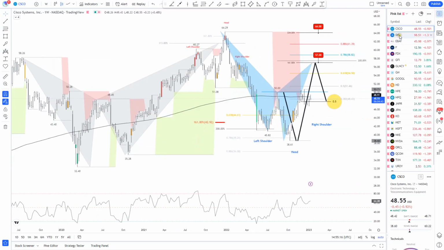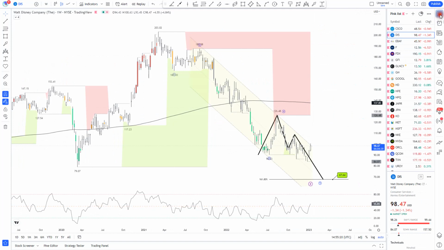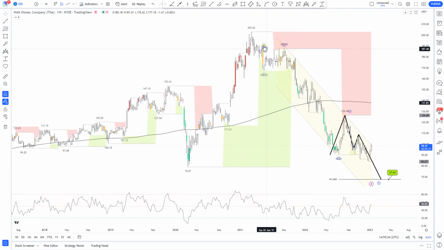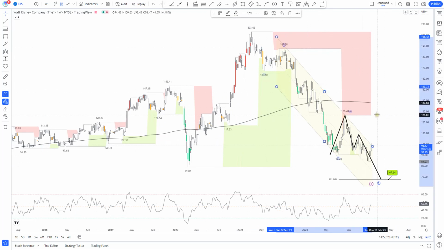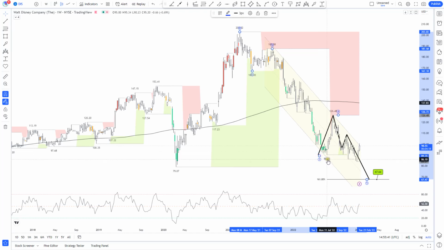Now let's move forward. It will need some time to develop, and I will be here updating charts. So the Disney, nice channel to the downside. We are now threatening the resistance of this channel. I projected before a bullish crab pattern at 67, 64. We have the previous structural lows at 90.30, and we have actually 90.23.